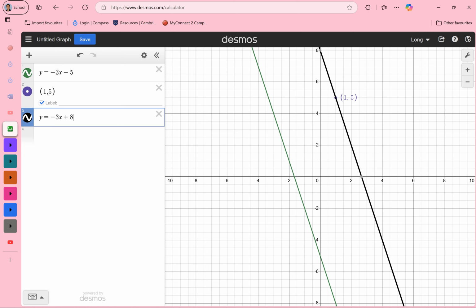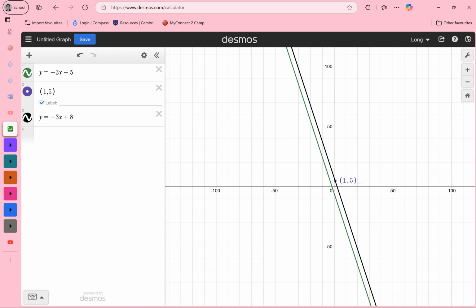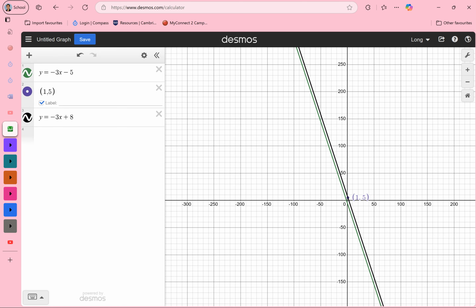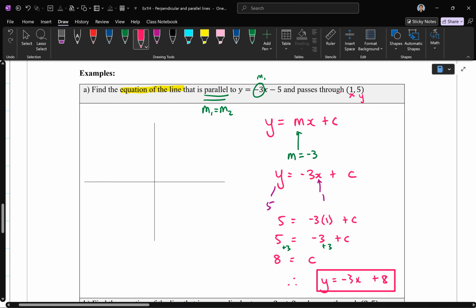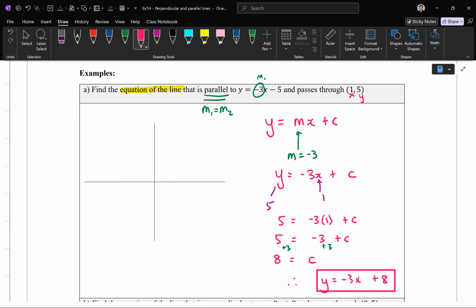So this here, you can see it's parallel and it crosses through (1, 5). If I zoom out, you can see the lines are always going to be parallel. The only reason that's the case is m is -3 because they're both the same. That's it. So what you just did there is an example of what you would do in Year 9 mainstream, Year 10 mainstream, and Year 11 mainstream, although we go through that much faster.